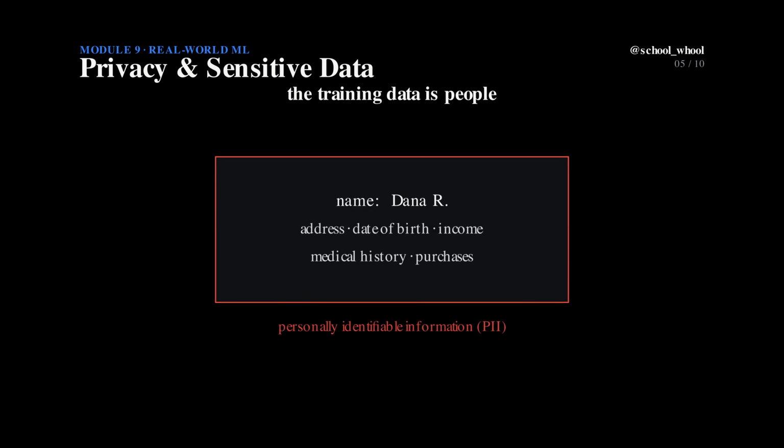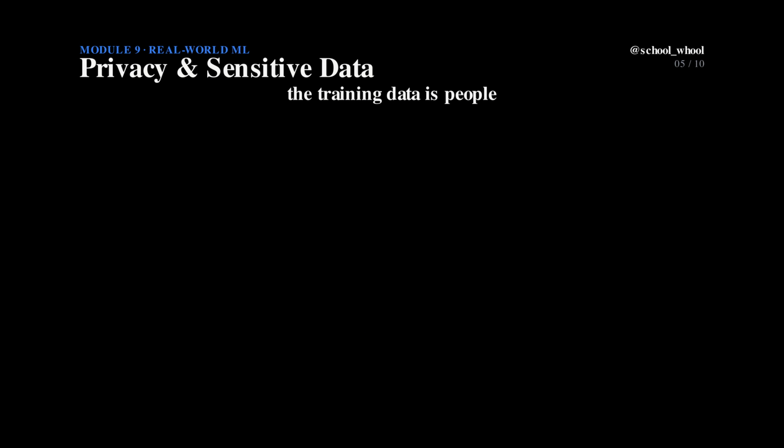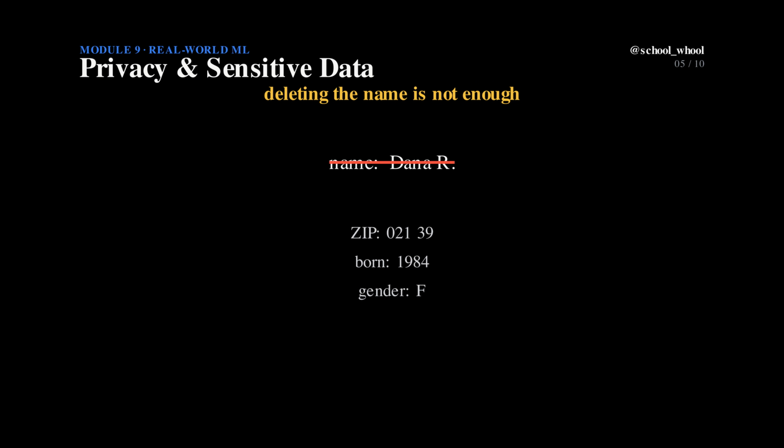Names, addresses, dates of birth, income, medical history. This is personally identifiable information, PII, and it deserves real care. The obvious move is to delete the names, but that is nowhere near enough. Even with the name gone, fields like zip code, birth year, and gender remain.